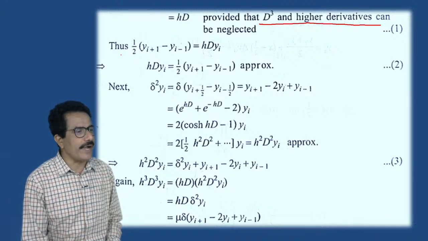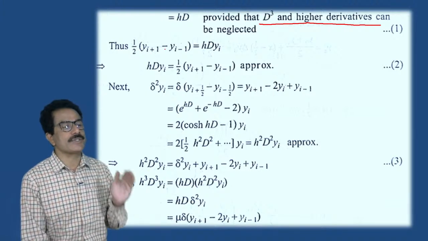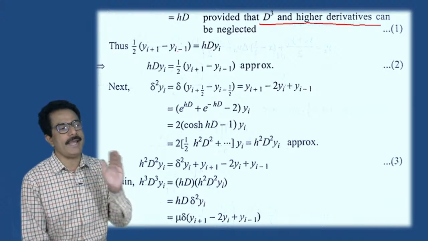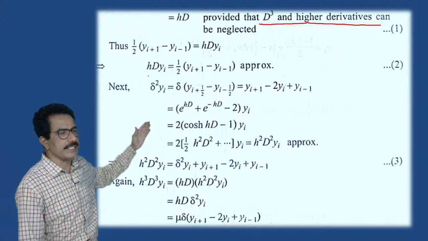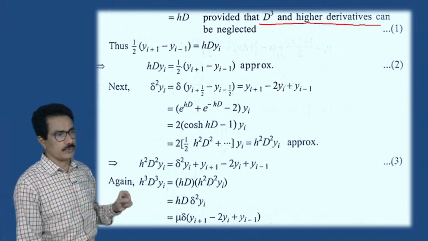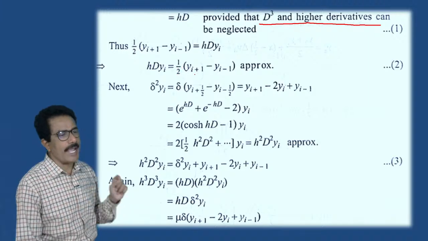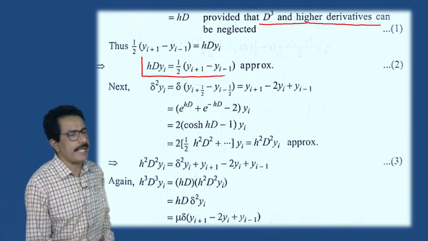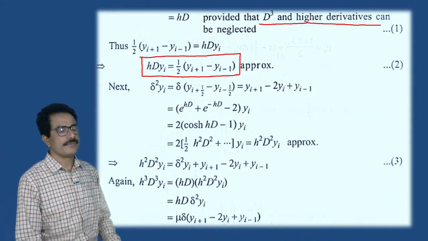So we get the final answer: 1 by 2 of yi plus 1 minus yi minus 1 is equal to hd. So we can write hd of yi, which is equal to 1 by 2 of yi plus 1 minus yi minus 1. This is the approximate value of hd of yi.